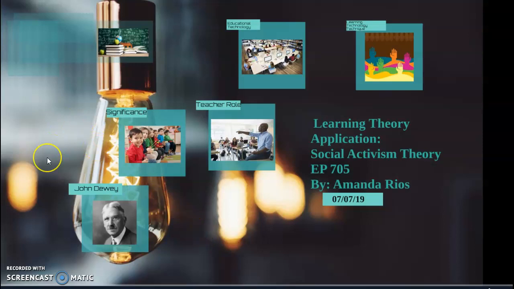This is the Learning Theory Application Assignment, Unit 2. My chosen theory is the Social Activism Theory for EP 705 by Amanda Rios.